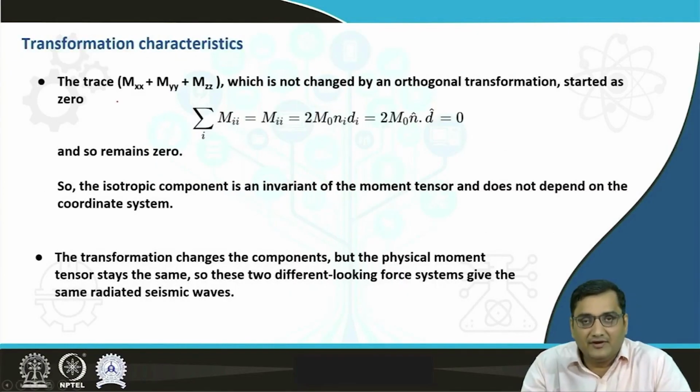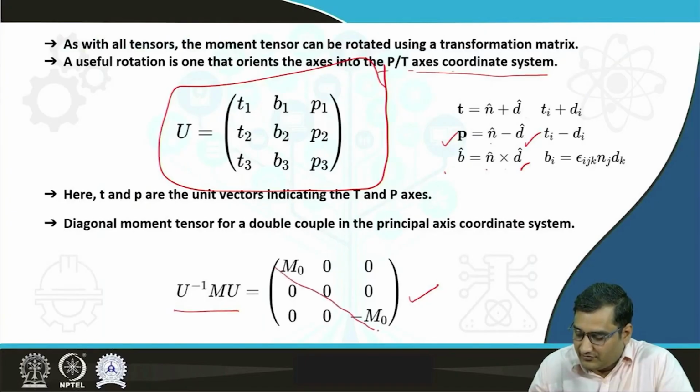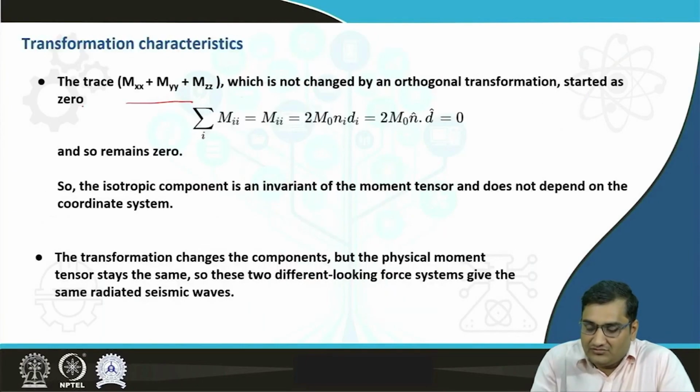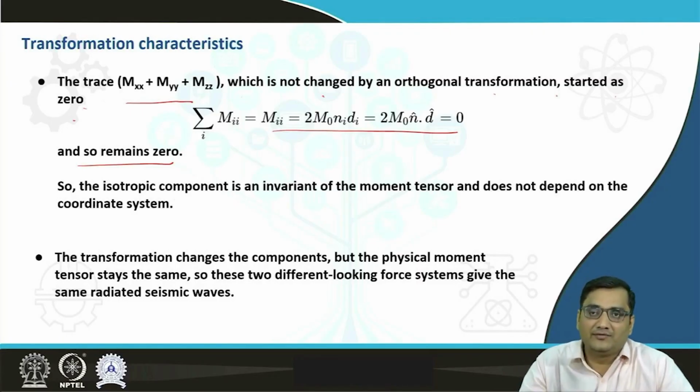The trace will still be 0. That means it is unchanged. The trace, that is the sum of the diagonal elements, is not changed by an orthogonal transformation. So you can see in this case also the sum is 0. The trace started as 0, and the sum is still 0. So the isotropic component is an invariant of the moment tensor and does not depend upon the transformation or the coordinate system. Even if you are rotating, your trace will remain 0.